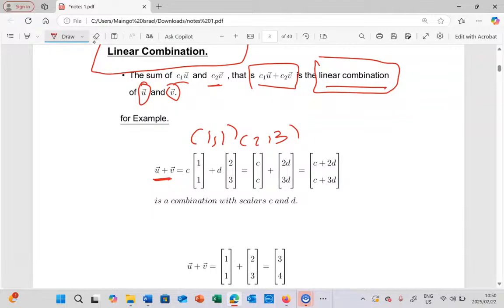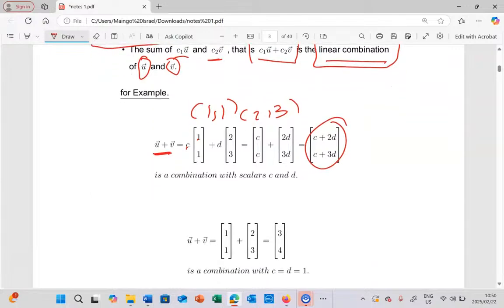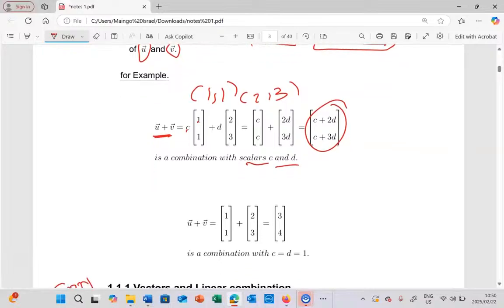This equals, we multiply component-wise. We multiply each corresponding component by a scalar c, so we multiply 1 by c and 1 by c, plus we multiply each component by d, 2d, 3d, and we add them. So that's what we call the linear combination, adding the two scalar multiplications together. This is a combination with scalars c and d. So that's what we're talking about.